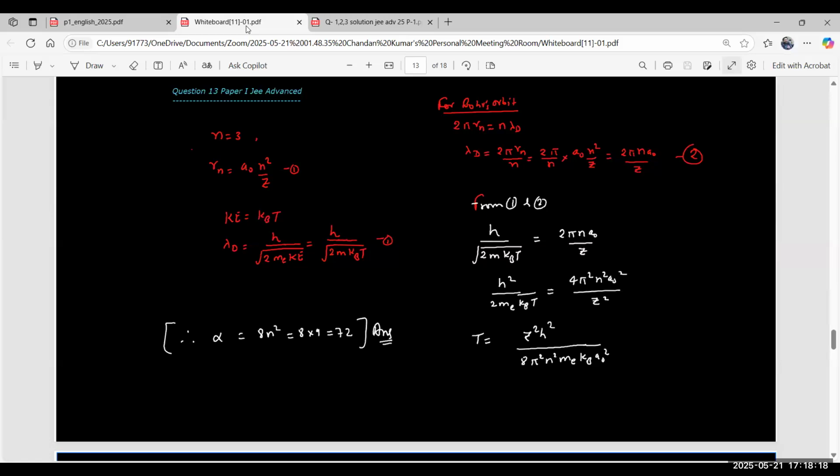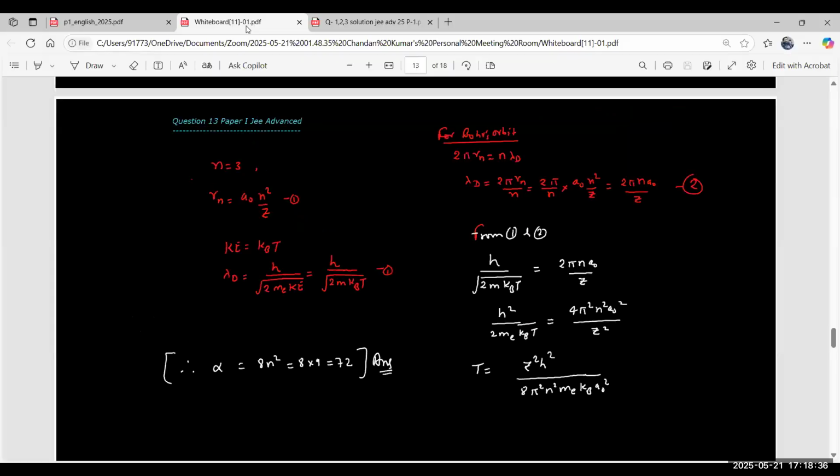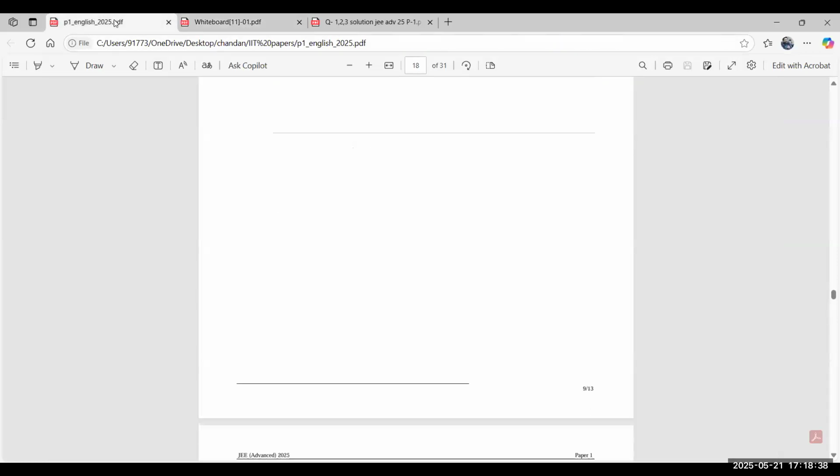So not a difficult question. I would say just a pretty easy question. The idea is to connect the de Broglie definition with the different formulas of energy, and once you do so, you will get the answer quickly. So pretty easy answer. I'll go to question number 14.